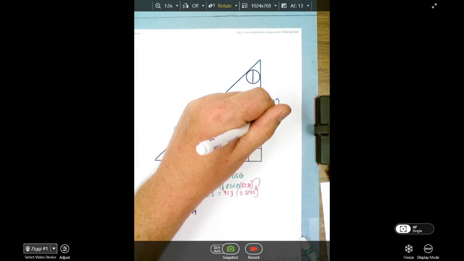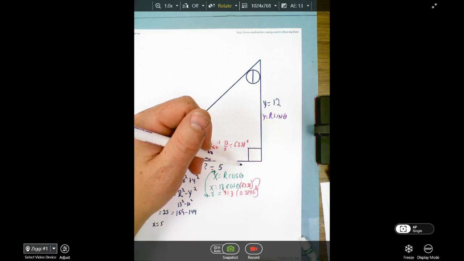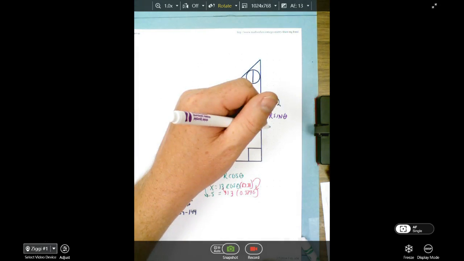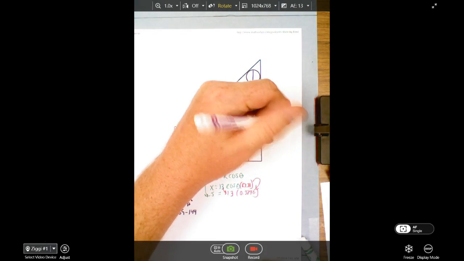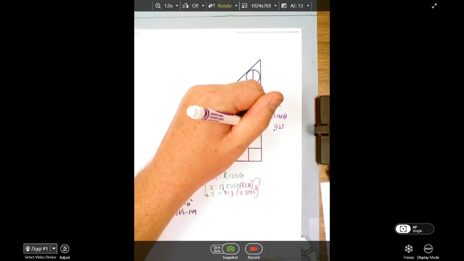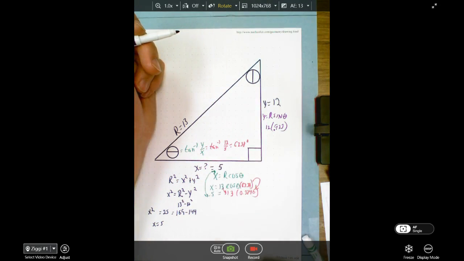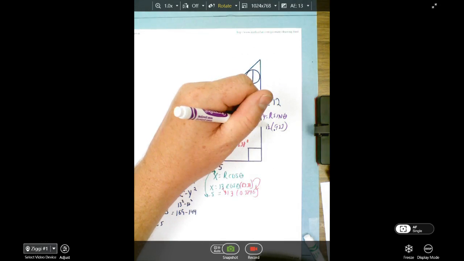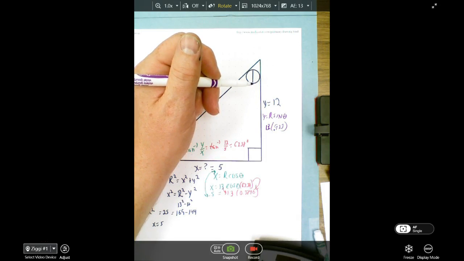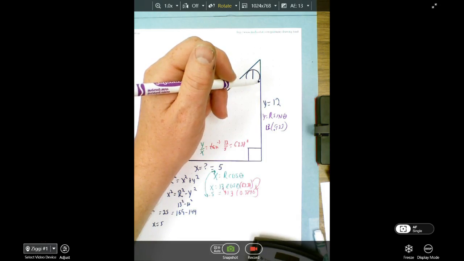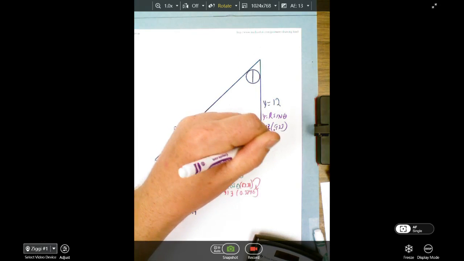Y equals r sine theta. The sine of 67.38 is, I believe, 0.923 times 12. If we multiply that by 12, we get the nice number. It says 11. That's not right. Oh, this number is supposed to be 13. So 13 times 0.923 equals 12, within round off. Get 11.99. So y equals 12, which makes sense.